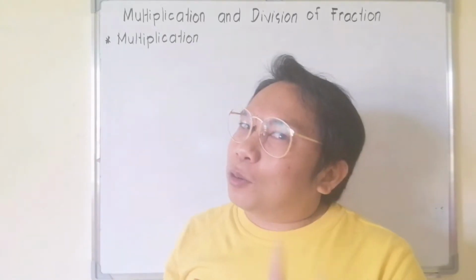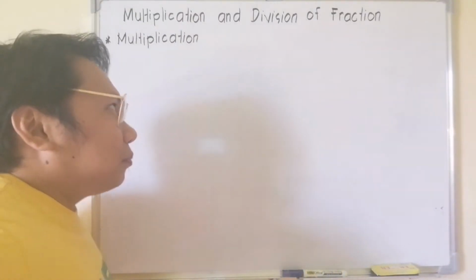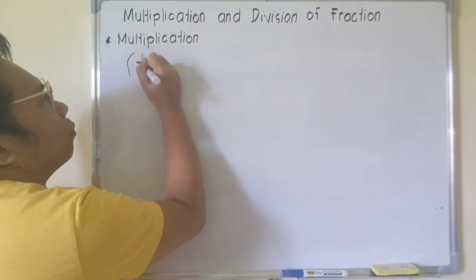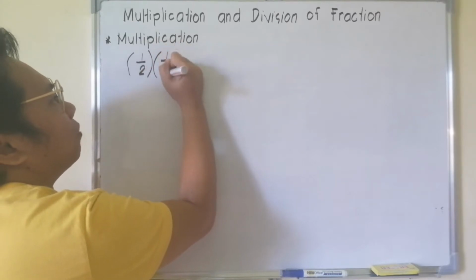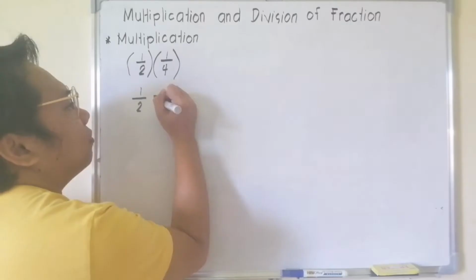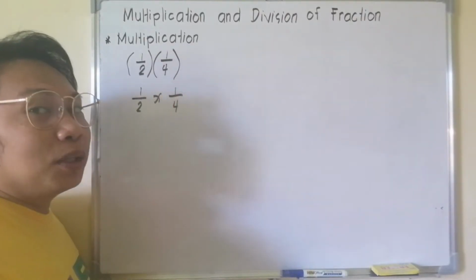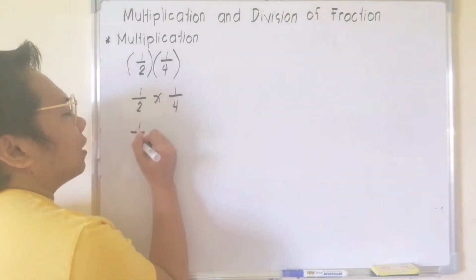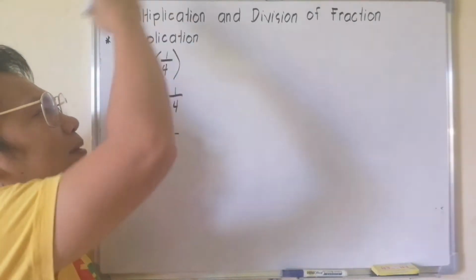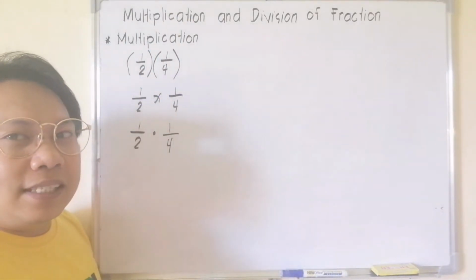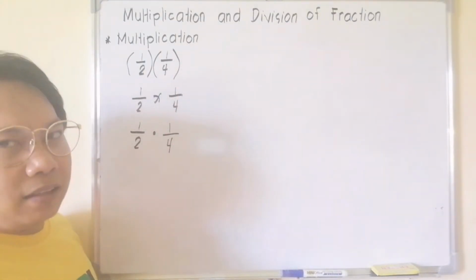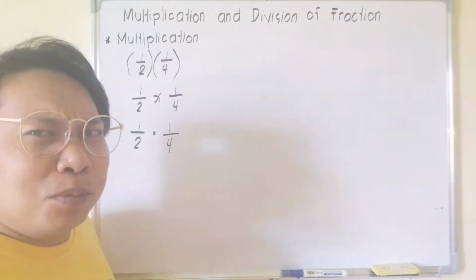Sa multiplication, meron tayong tatlong notation. So this notation is presented in this way. We have 1/2 times 1/4, that's through parentheses. Meron din tayong 1/2 times 1/4, that's the multiplication symbol, and the dot symbol. This just simply means multiplication lang yan silang tatlo: parentheses, the multiplication symbol, and the dot. Pero kahit saan man sa tatlo dyan, multiplication pa rin yan.